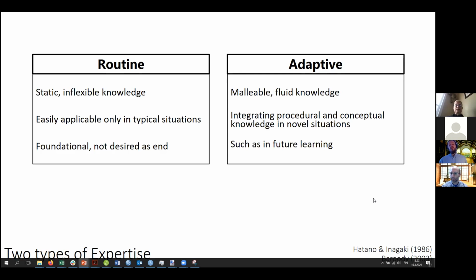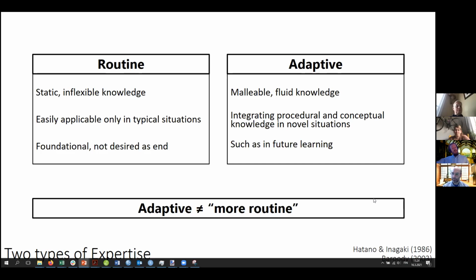Instead, we should aim for developing in students this malleable and fluid adaptive expertise, which involves integrating procedural and conceptual knowledge into novel situations, such as future learning. So being able to use your knowledge flexibly, for instance, in everyday life, but also being able to use your rational number knowledge in new contexts such as algebra and later mathematics. And you can see how this could relate to this cross-notation knowledge: most instruction involves teaching about fractions separately and decimals separately, but being able to use them and move between them fluidly as the situation requires could be seen as a little bit more adaptive.